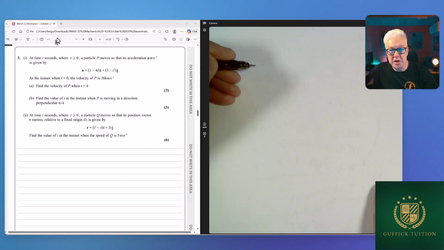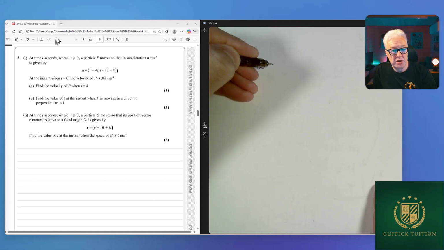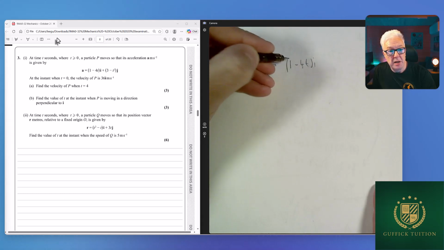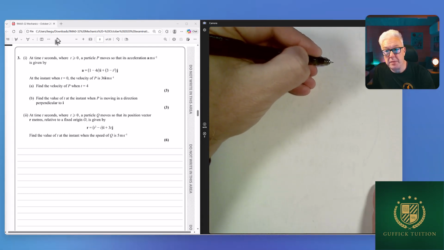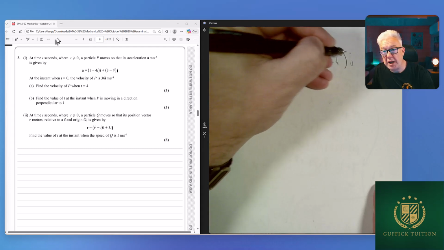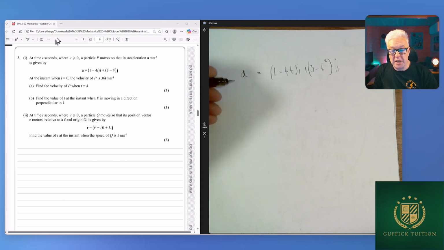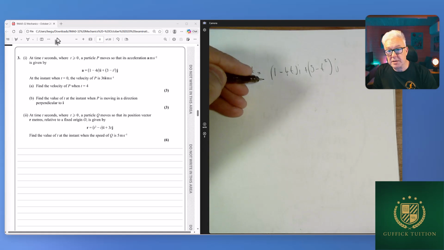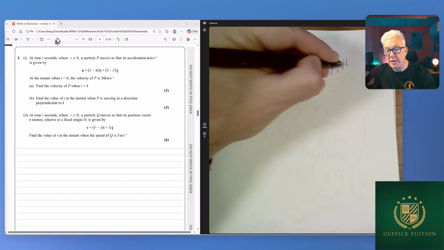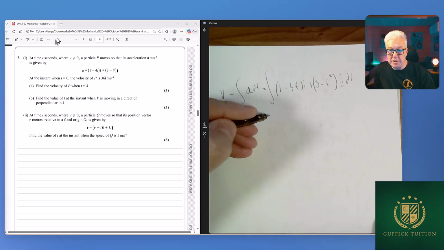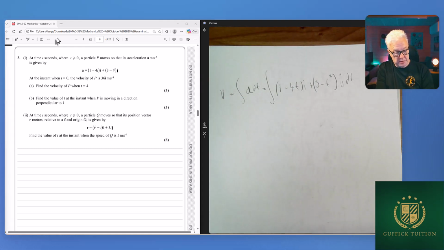Okay, so we're given an expression for the acceleration. So the acceleration is equal to (1 - 4t)i + (3 - t²)j. Now, what we've got to do here is find an expression for the velocity. So velocity is equal to the integral of acceleration with respect to time. So we need to integrate this expression with respect to time. Okay, so let's do that then.